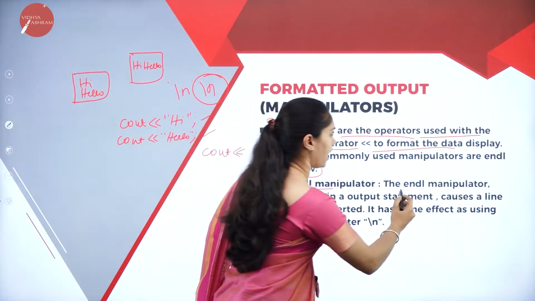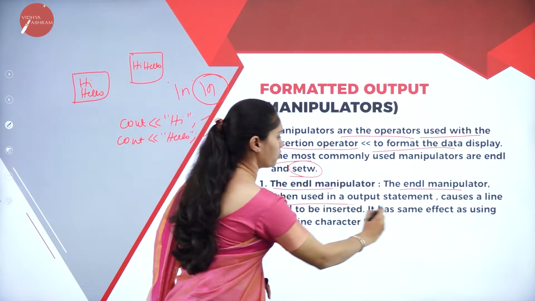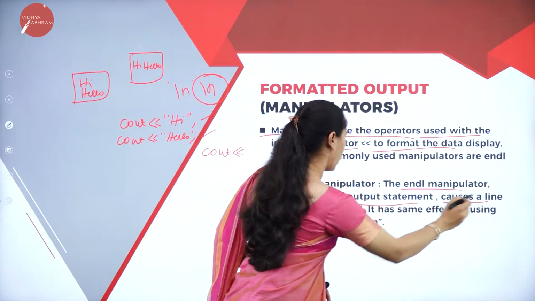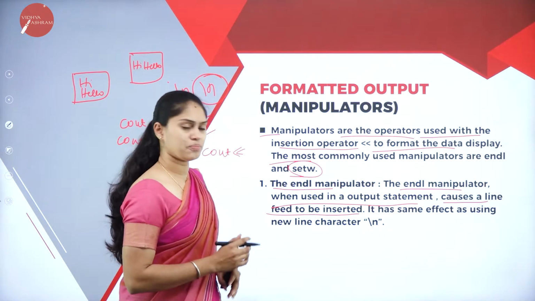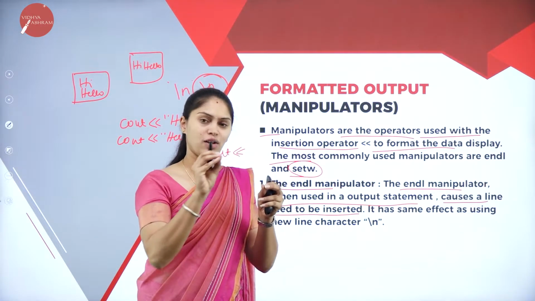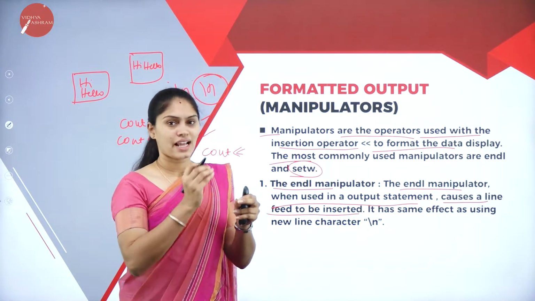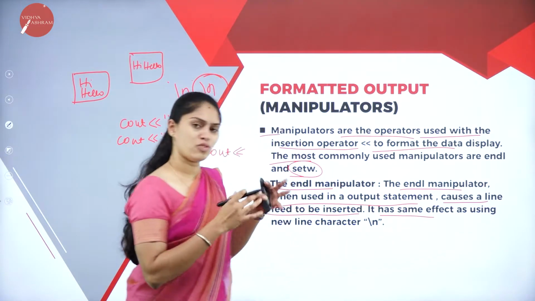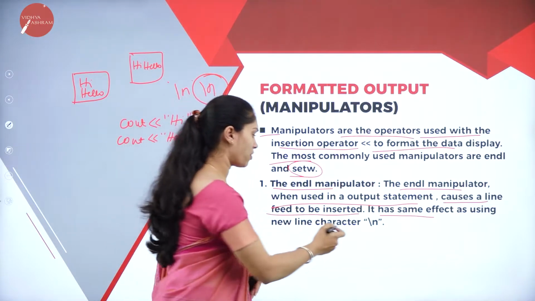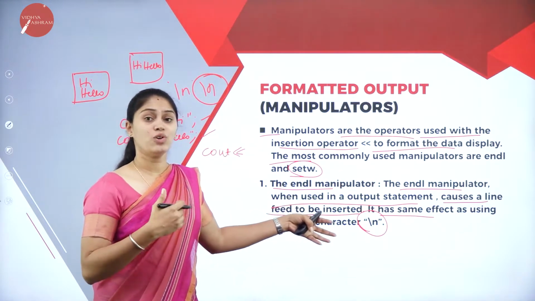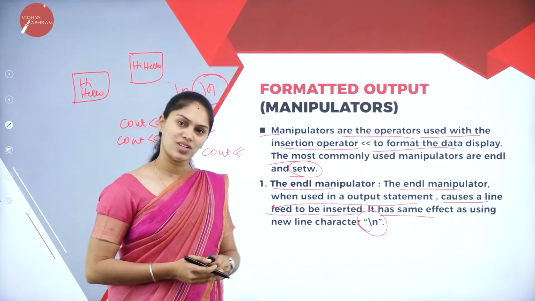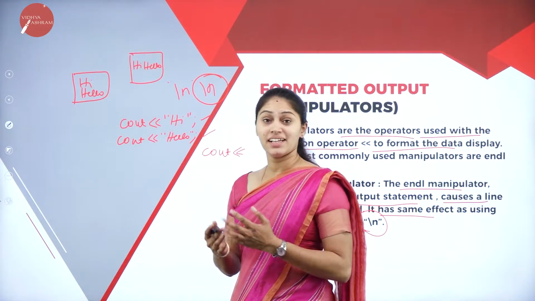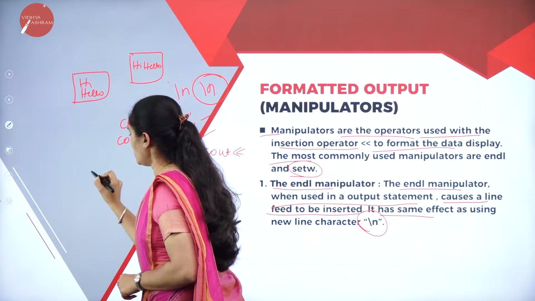When the endl manipulator is used in the output statement, it causes a line feed to be inserted. So it gives one line of space, and whatever we write in the next cout statement will be displayed on the next line of the output screen. It has the same effect as using an escape character or a new line character, that is \n. Let me show you how this endl manipulator works. Cout.